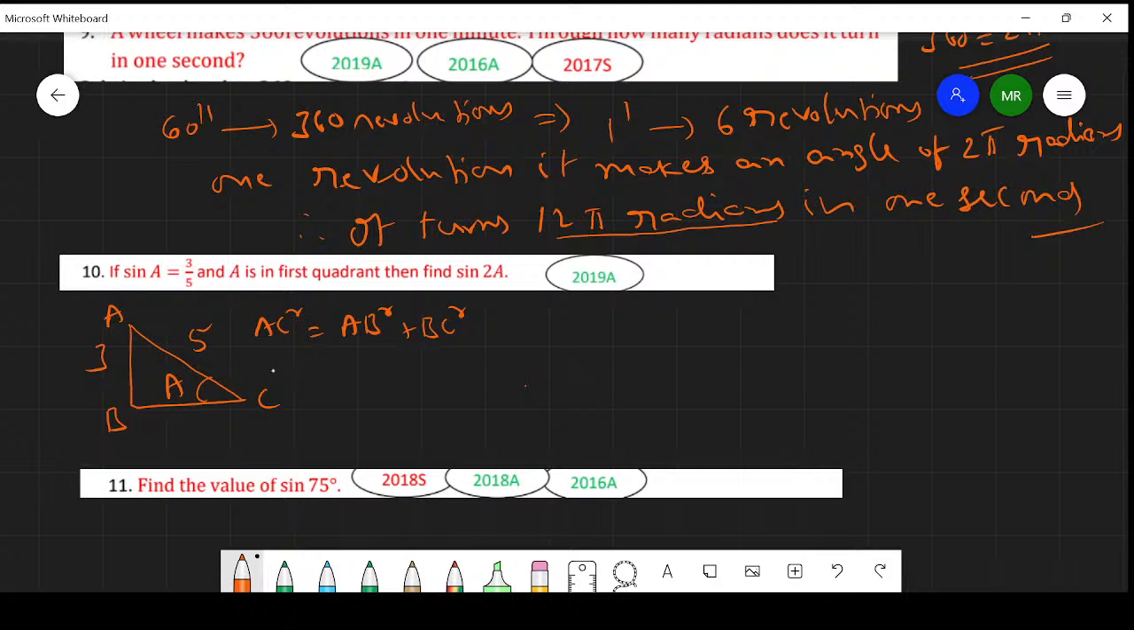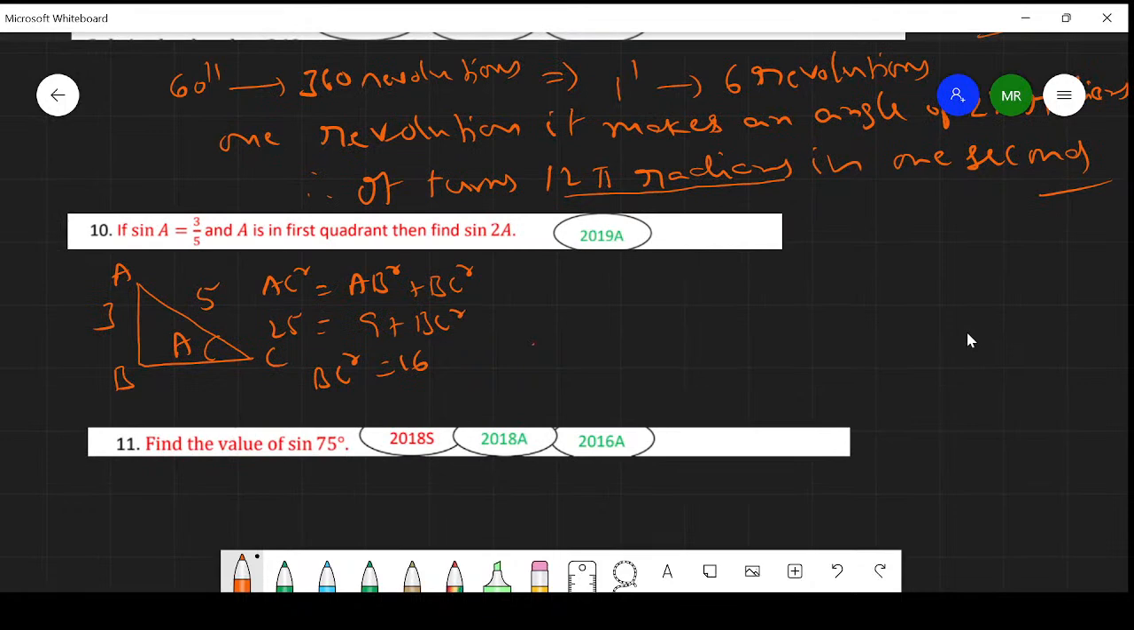Using Pythagoras, you will get 25 equals 9 plus BC squared. Correct. So BC squared is equal to 16, and BC is equal to 4. Length is positive, so don't write plus or minus. The length is 4.